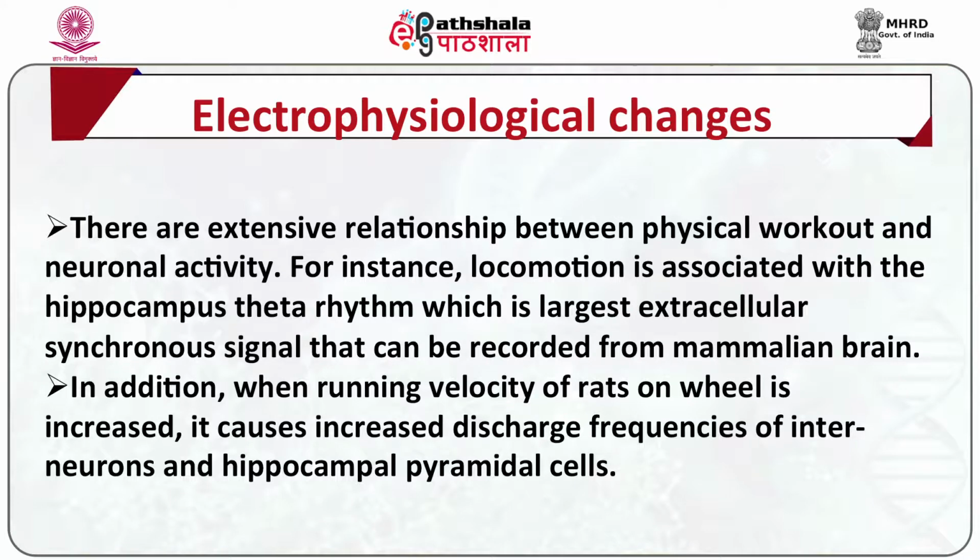There is an extensive relationship between physical workout and neuronal activity. For instance, locomotion is associated with the hippocampal theta rhythm, which is the largest extracellular synchronous signal that can be recorded from the mammalian brain. These theta rhythms are also strongly implicated in mnemonic function of the hippocampus and represent a tag for short term memory processing in the hippocampus. In addition, when running velocity of rats on a wheel is increased, it causes increased discharge frequencies of interneurons and hippocampal pyramidal cells.